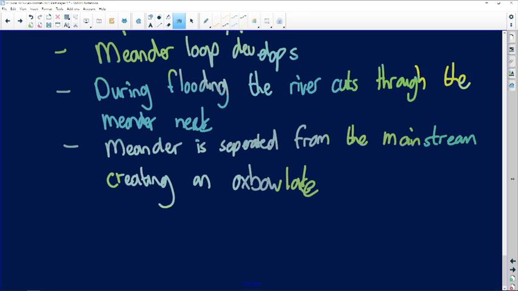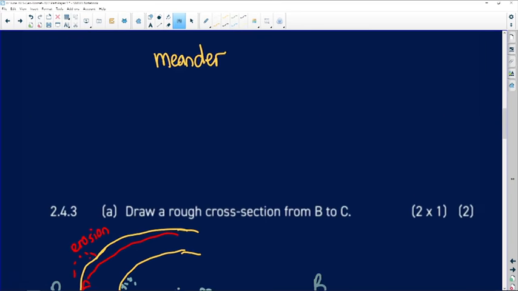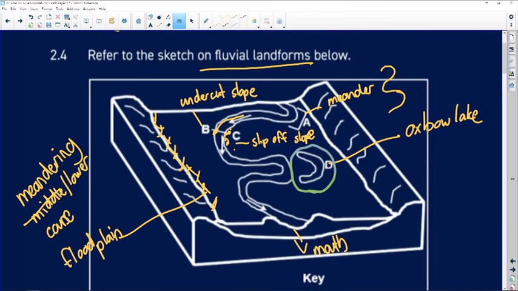Okay, so that answers our questions on meandering. Once again, please take note of these landforms. The river that curves and bends is known as meandering. The outside bends are known as the undercut slope, where erosion takes place. Inside bends, the slip-off slope, we experience deposition. You can see eventually on the outer banks it will erode straight through, creating the meander loop, and during flooding the river will change its course, cutting off the meander neck, creating the oxbow lake, as you can see over there.